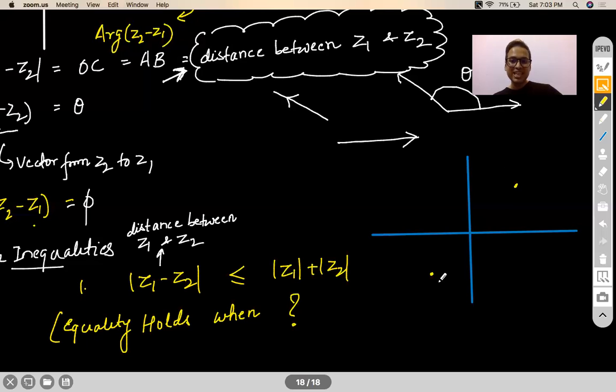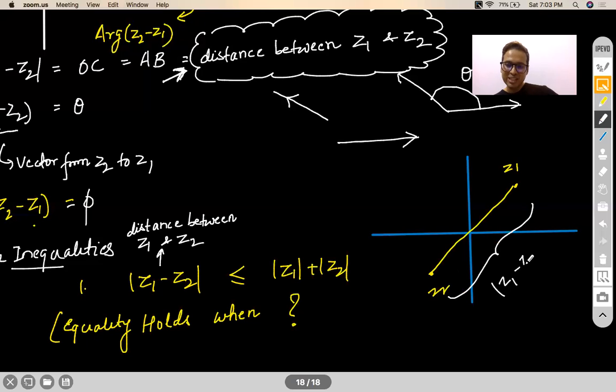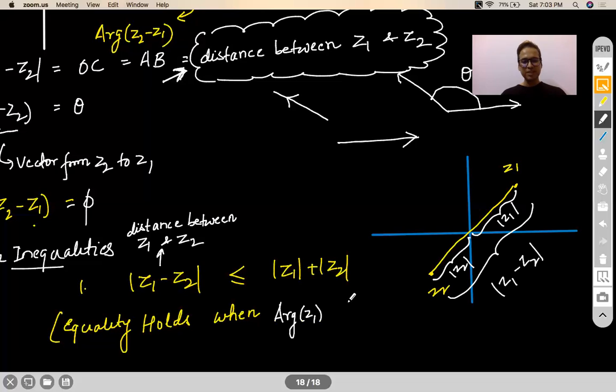So if Z1 is here and Z2 is here, then only I can say this distance, which is your mod Z1 minus Z2 distance, will be the same as this distance, which is mod Z1, plus this distance, which is mod Z2. Okay, so the technical term that you have to use here is the difference of the arguments of these two complex numbers should be pi.